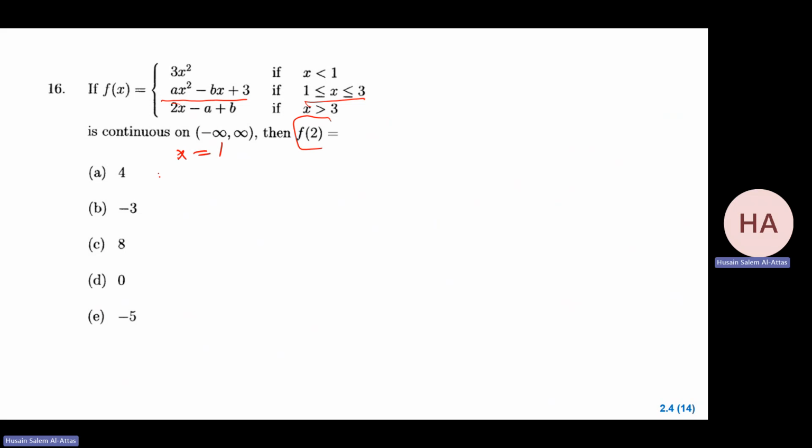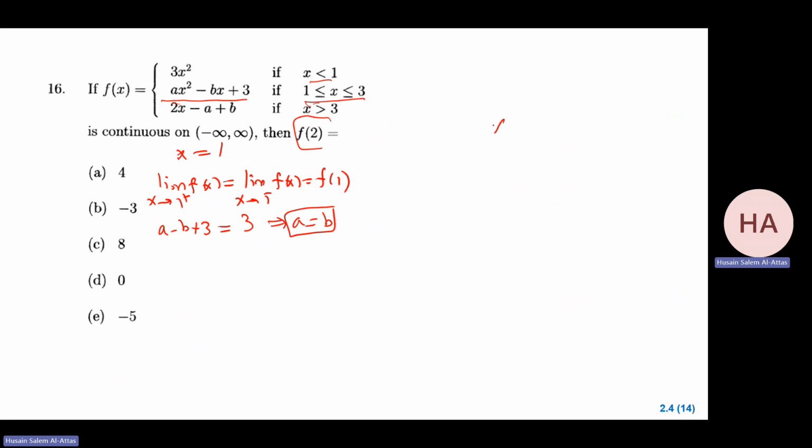At x equal 1, I have the limit from the right equal the limit from the left equal f at 1. Let me do it quickly. From the right, I am here. That will be a minus b plus 3. From the left, I am there. That will be 3. So I have a is equal to b.